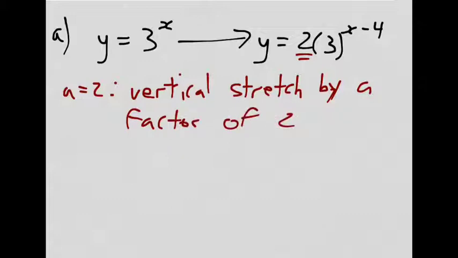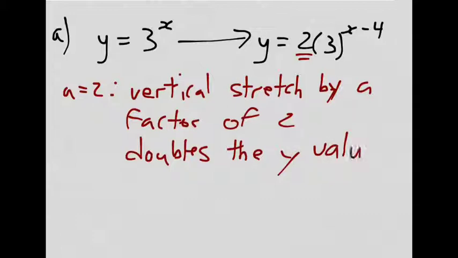If I were to transform a point from my base function to my transformed function, what would that do to the coordinates of that point? Just that particular transformation. If I stretched it vertically by a factor of 2, what does that do to the coordinates? It doubles the y value, right? So that's going to be helpful when we go and transform some points. It doubles the y value. That's going to be important.